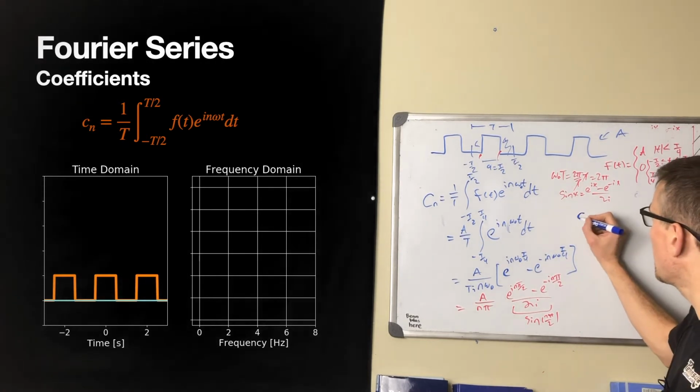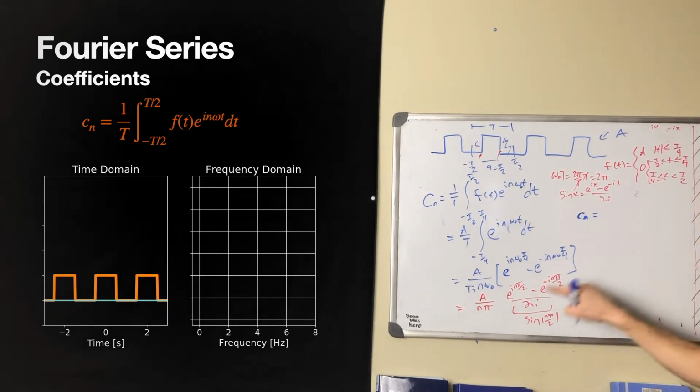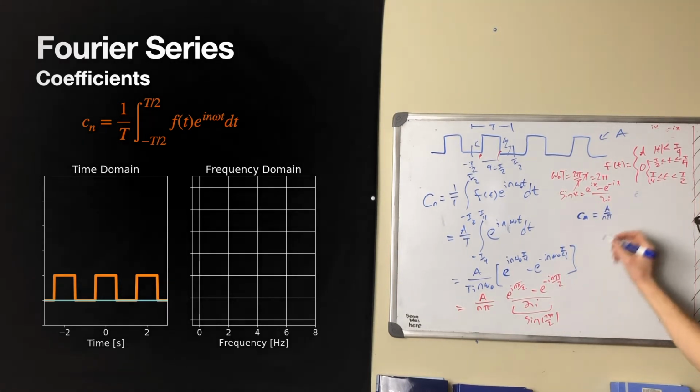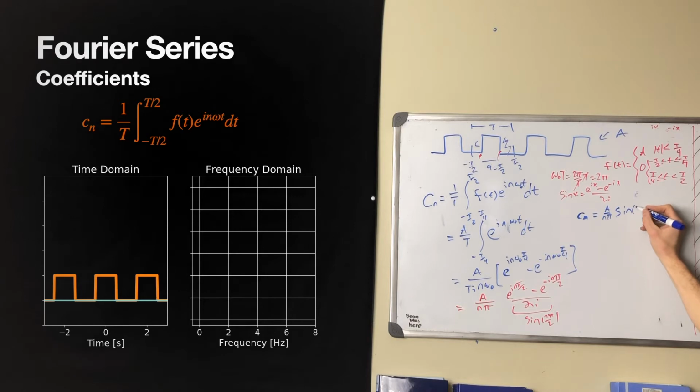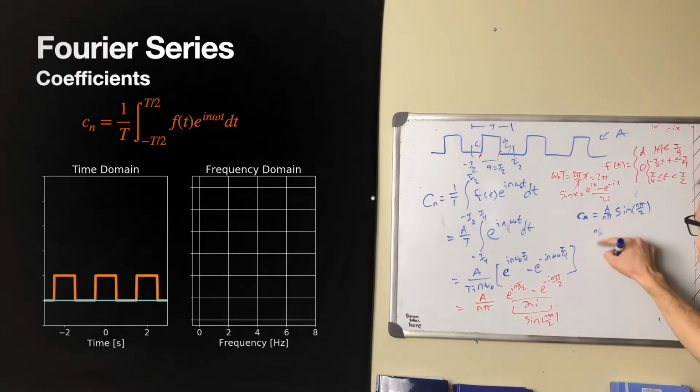So that's my coefficient. So my Cn is equal to, what is my Cn equal to? It's equal to A over n pi times this sine of n pi over 2. Okay? So if n is equal to 1, let's look at a few cases here.